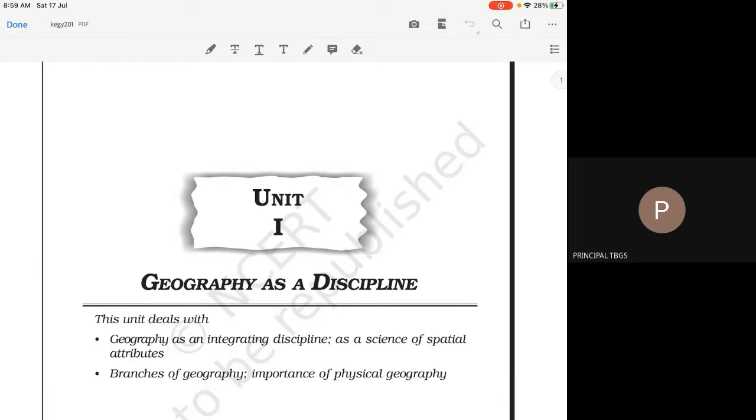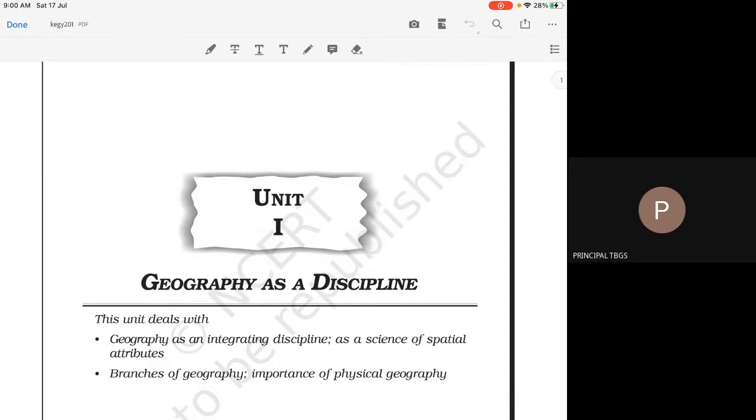Hi, good morning, students. Today in this class, we will be studying the first chapter of the first unit of the geography book, Physical Geography. So here in class 11th, we are going to study physical geography.